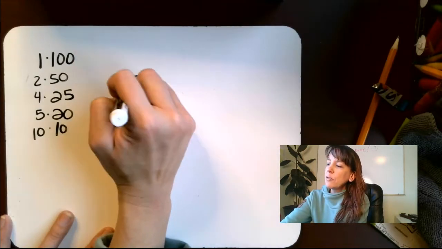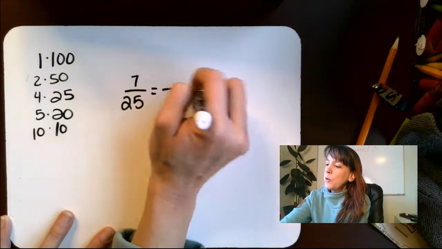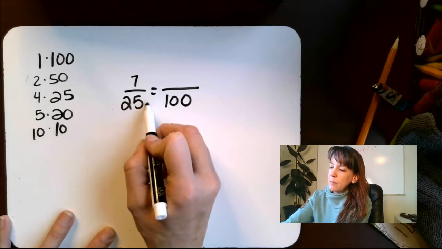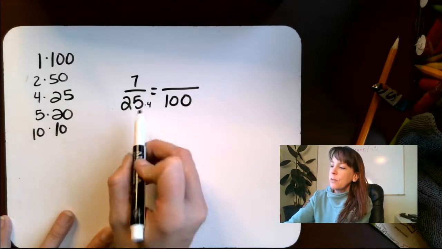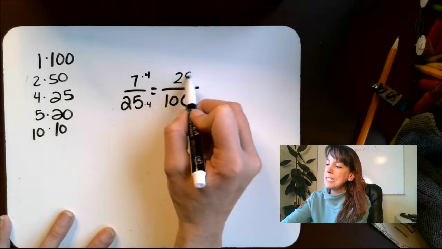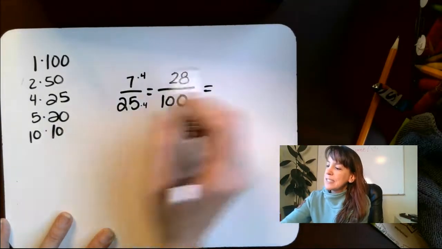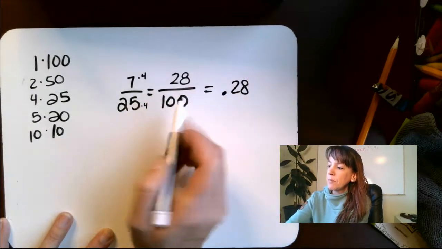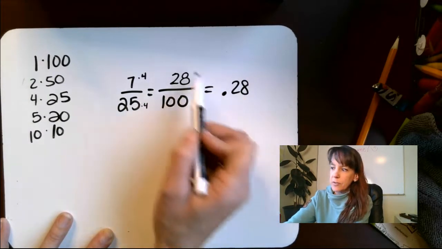For example, if I have 7 over 25, let's put that into a fraction over 100. Well, 25, if I multiply that by 4, I get 100. So if I multiply it by 4 on the bottom, I'm going to need to multiply it by 4 up here. I get 28. So 7 over 25 as a decimal is 0.28 or 28 hundredths, just like we did here.